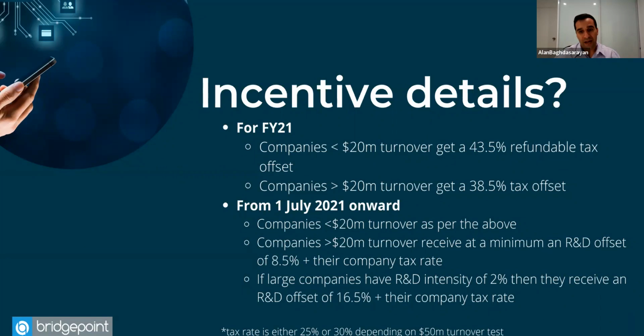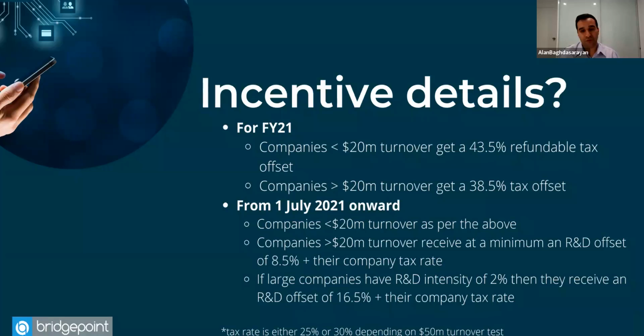So it can be quite advantageous because, if a company's got a corporate tax rate of 30%, all of a sudden their non-refundable rate jumps from 38.5% to 46.5%, just depending on the R&D intensity. So it could have quite a significant impact for the larger end of town.